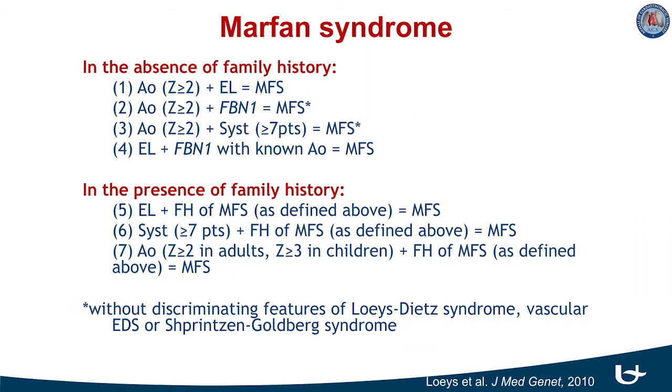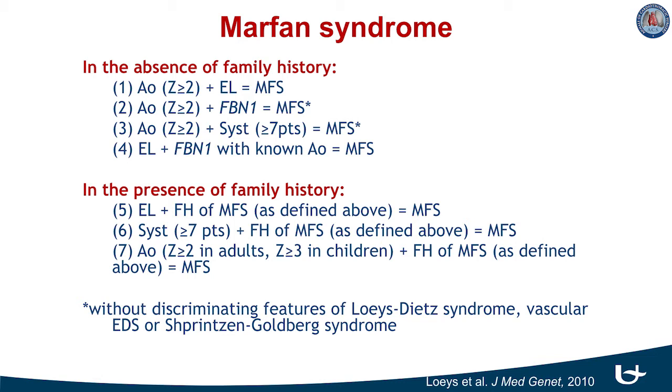In the current clinical diagnostic criteria, a defined set of criteria has been defined to make a diagnosis of Marfan syndrome in the absence of a family history. 4 rules can lead to the diagnosis. First, the presence of aortic aneurysm dissection with ectopia lentis is sufficient to make a diagnosis of Marfan syndrome. Second, the presence of aortic dilatation in association with a pathogenic fibrillin 1 mutation.